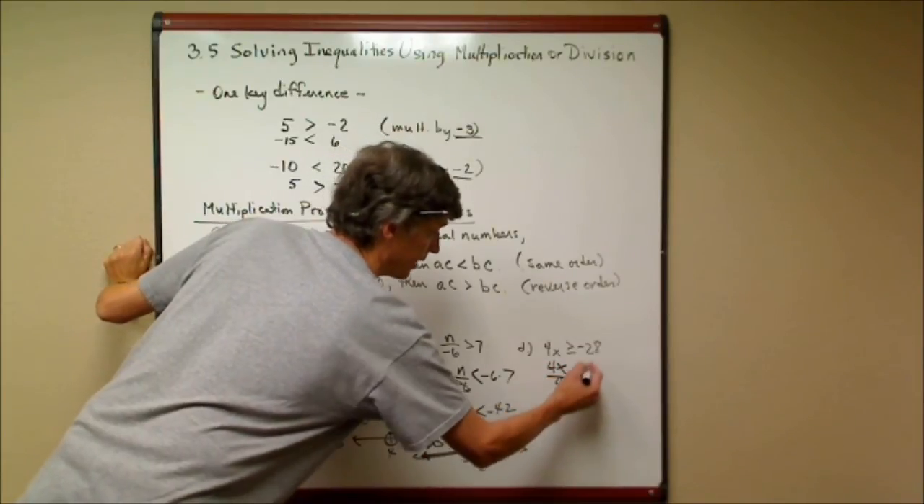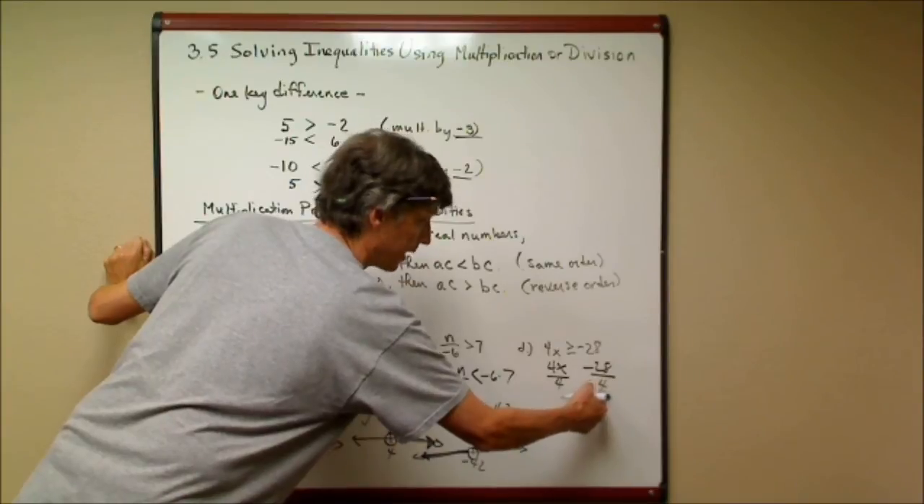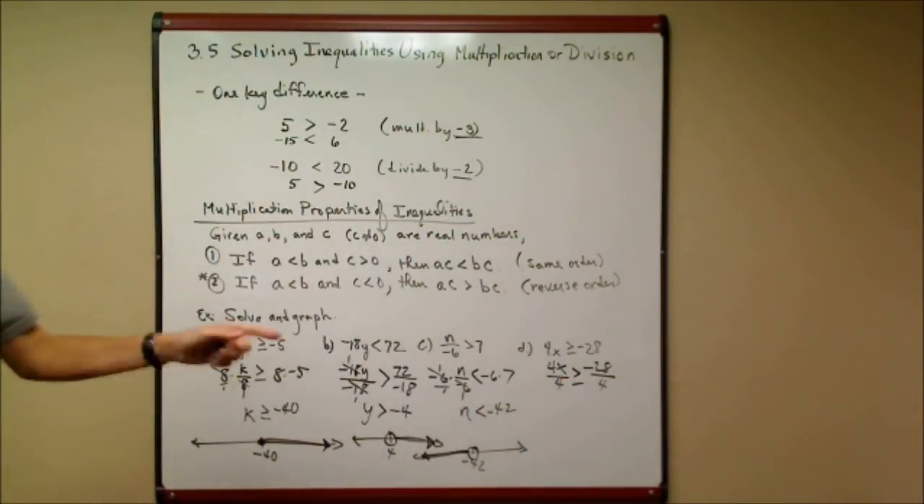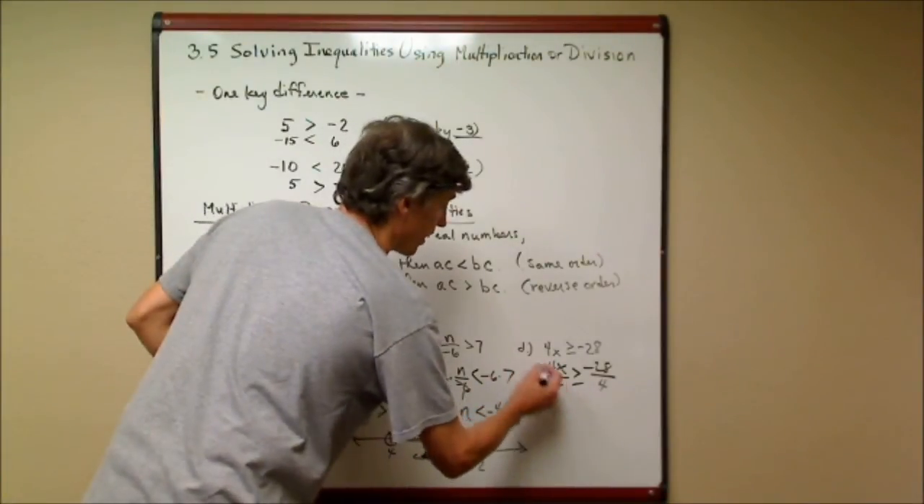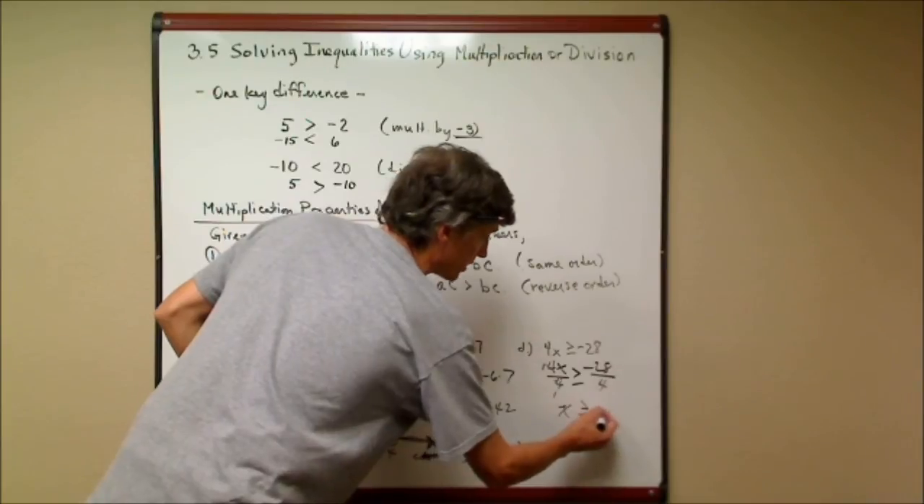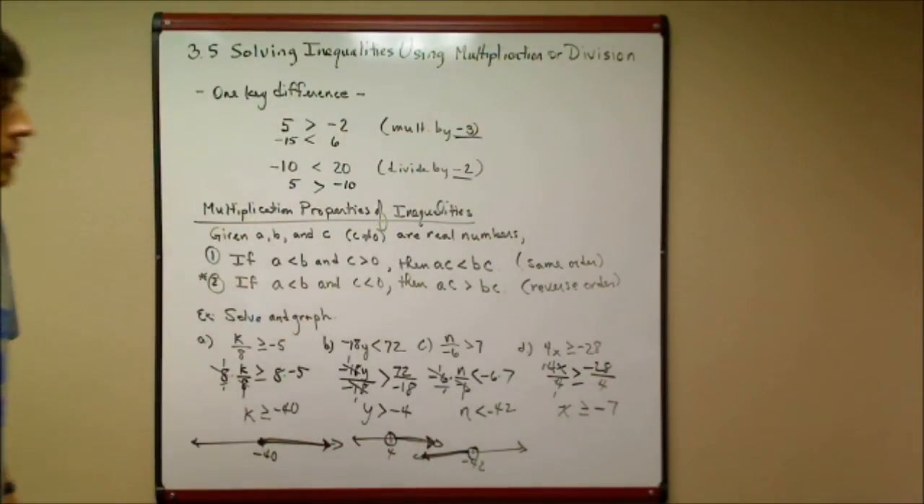Now I'm dividing by a positive. Now yes, I know that's a negative, but I'm dividing by a positive, so the order stays the same. And as you can see on the left, the 4s are going to cancel as a factor of 1. I get 1x, or x greater than or equal to negative divided by positive is negative. 28 divided by 4 is 7. X is greater than or equal to negative 7.